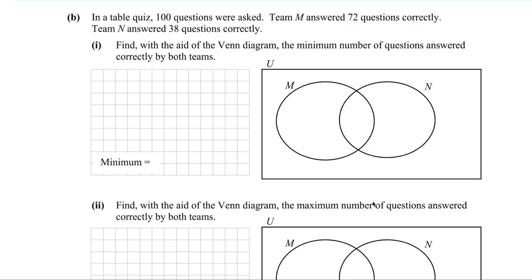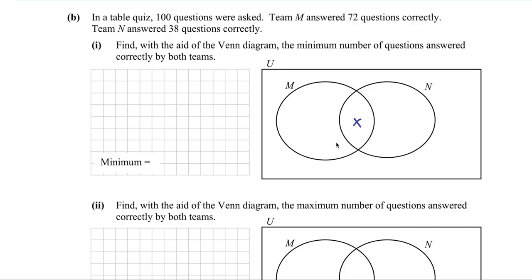And it's then saying find, with the aid of a diagram, the maximum number of questions answered correctly. So what we need to be thinking about is, if they were looking for, with the aid of the Venn diagram, the minimum number of questions answered correctly by both teams. Answered correctly by both teams means this one in the middle we're looking for. So that's the X that we're looking for. I then want to say, right, what does it mean?